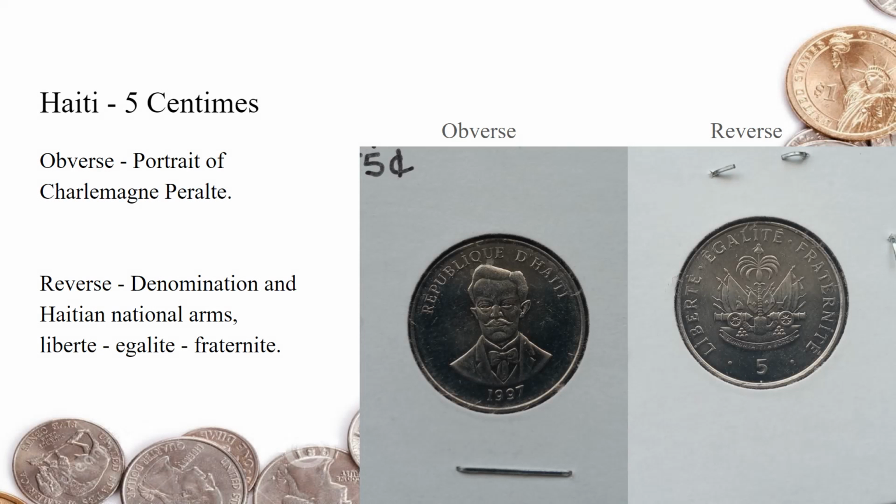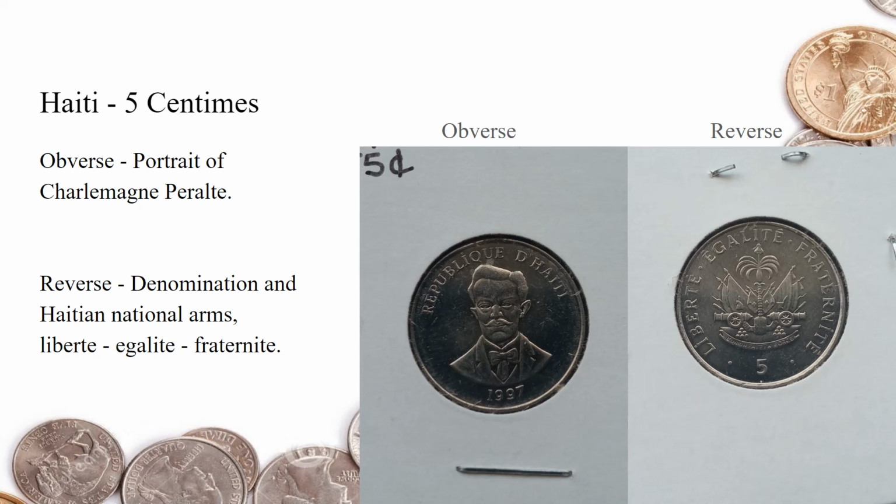Next, we go to Haiti, and the Haitian coin that I have is a 5 centime. The obverse is a portrait of Charlemagne Péralte. He was a nationalist leader who led guerrilla warfare against the United States when they tried to encroach on Haiti's territory. On the reverse side, on the very bottom, you see a little 5, which indicates the denomination.